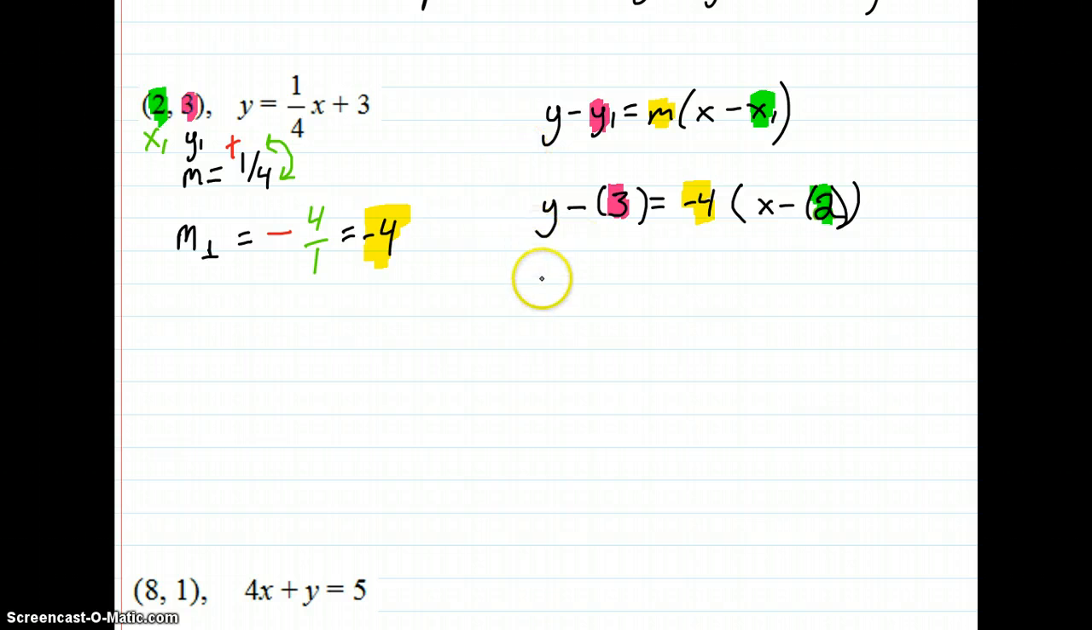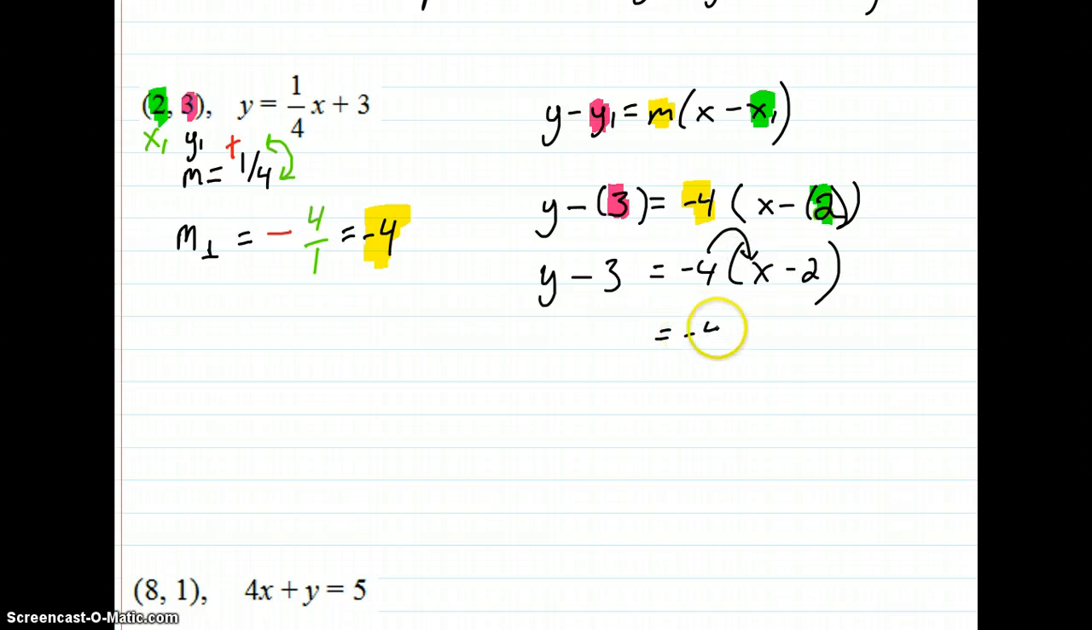Alright, so I'm going to clean this up, make it a little bit easier to work with. So it's just y minus 3 equals -4 times x minus 2. Now we simplify, so we're going to distribute. So we're going to go -4 times x gives us -4x. Now we're going to go -4 times a -2. We treat this minus like a -2, so negative times a negative gives us a +8. And since on the left side there's nothing to do, we just rewrite it, y minus 3.